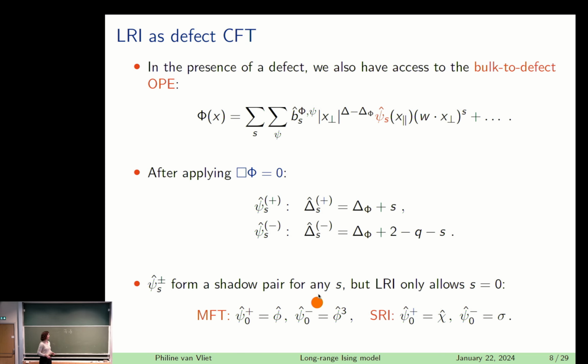And this means that in the mean field theory, we now have psi plus with S equals 0 that we can identify as our phi, and psi minus that we can identify as our phi cubed. And for the short-range Ising, it's the other way around. We have psi plus that is identified with chi, and psi minus that is identified with sigma. And these then give you a relation between their dimensions that could also be seen from the perturbative setup that we had before.